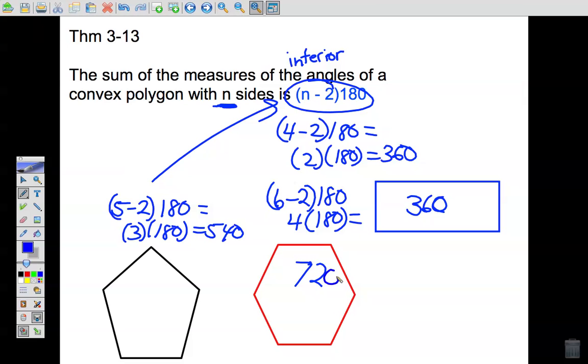720 degrees. So when I add up all 6 angles, I get 720 degrees. So this is a convenient formula, and this is a formula that you'll use quite often here in this book.